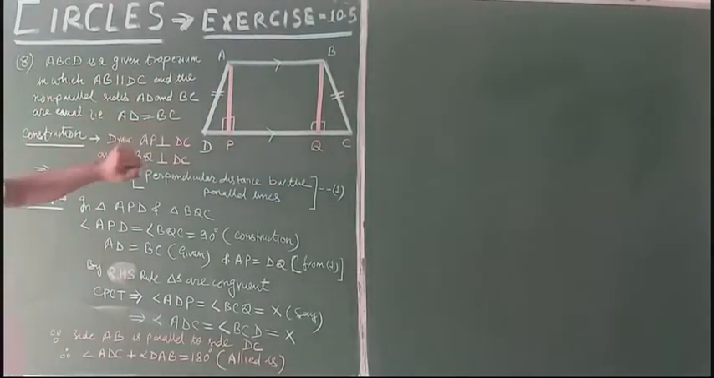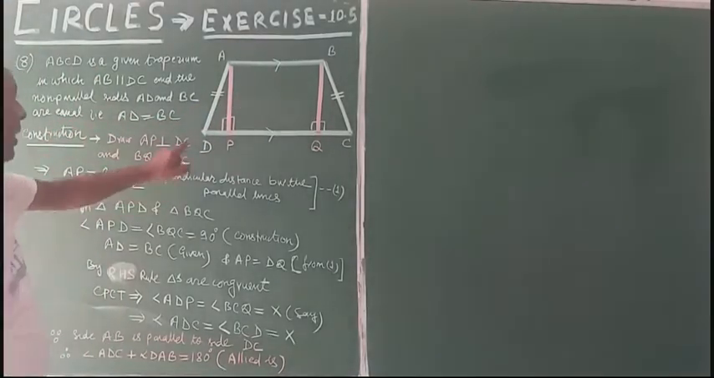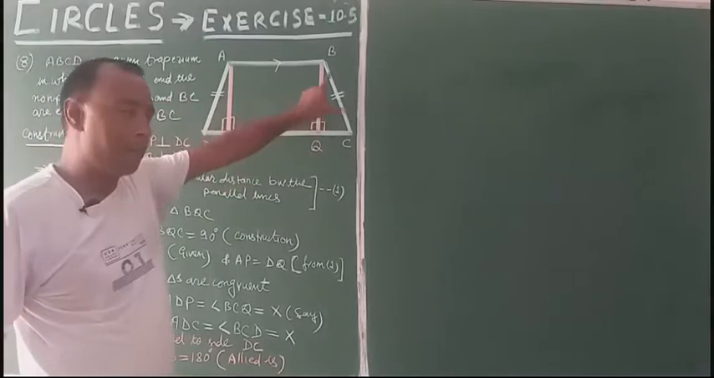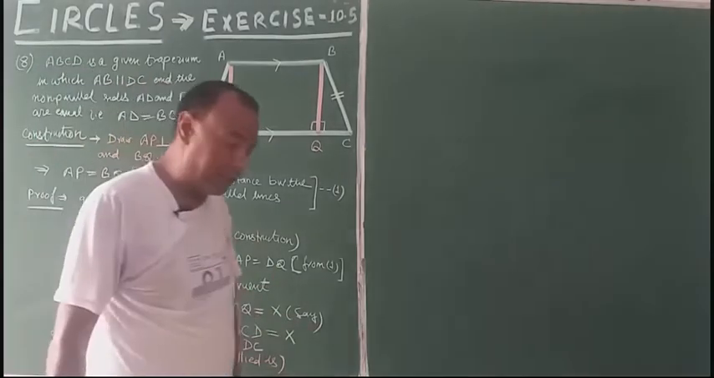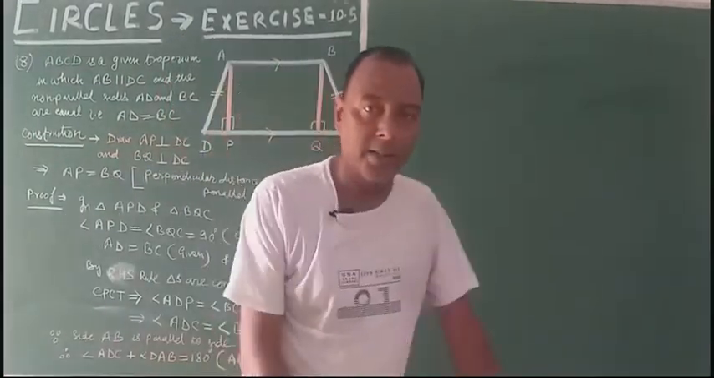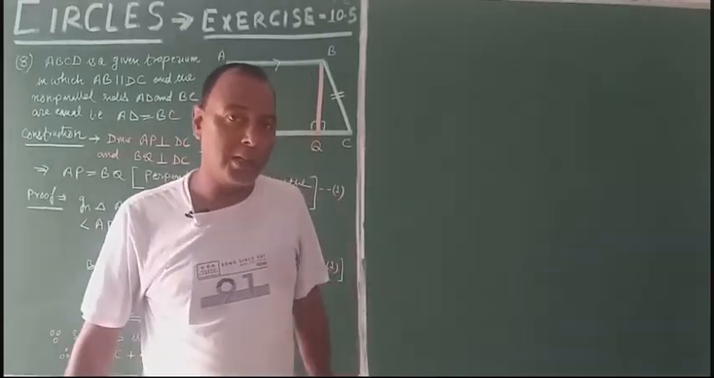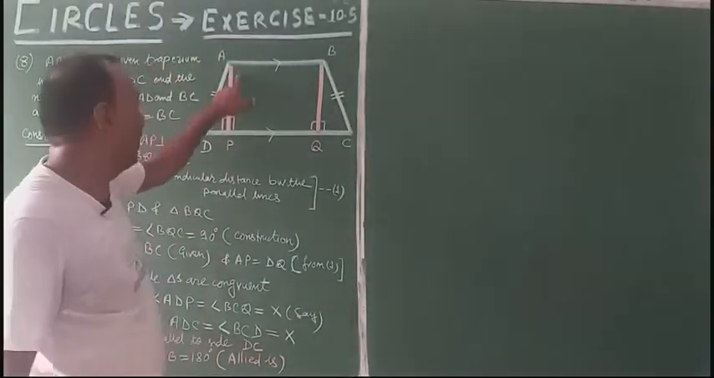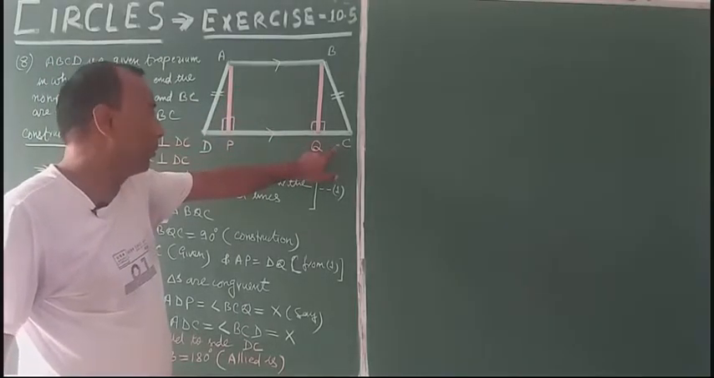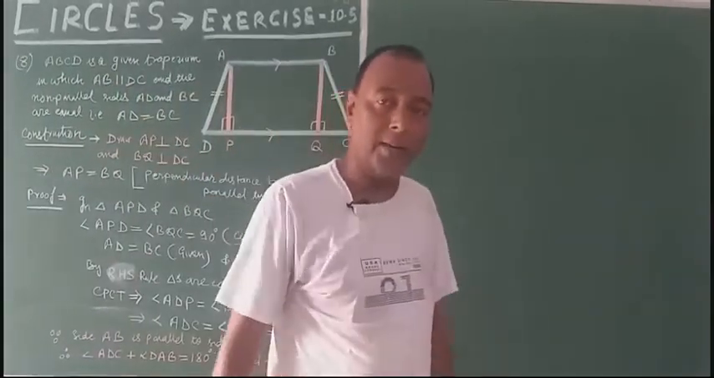ABCD is a given trapezium in which AB is parallel to DC and the non-parallel sides AD and BC are equal. That is, AD is equal to BC. So we have to prove that this ABCD is a cyclic quadrilateral. A cyclic quadrilateral means we have to prove that its opposite angles are supplementary. That means angle A plus angle C is 180 degrees, and angle B plus angle D is also 180 degrees.